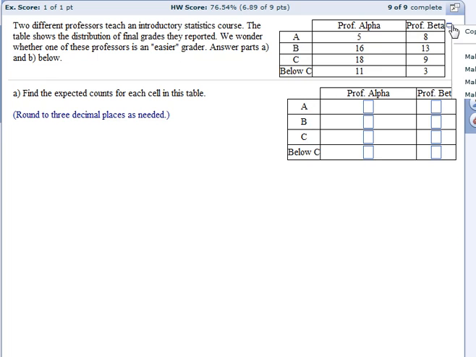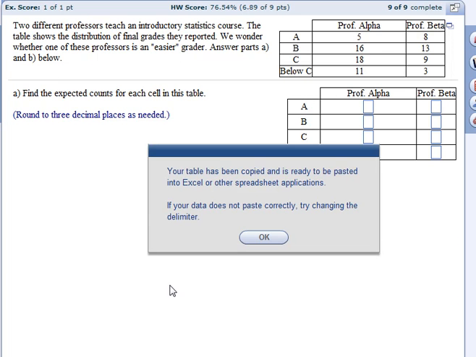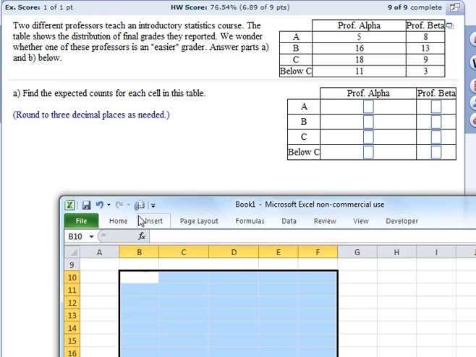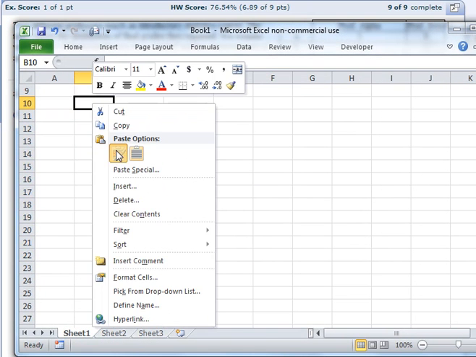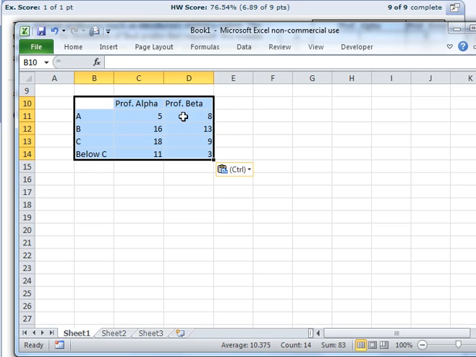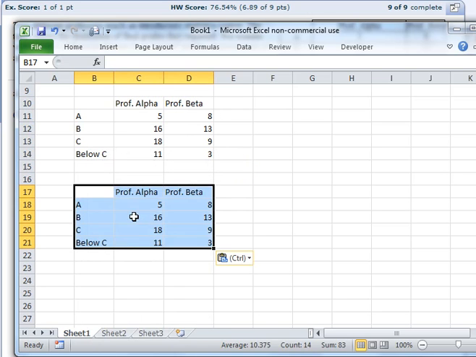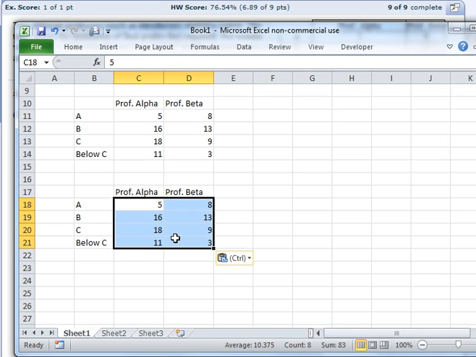So I'm going to copy the table into Excel and then create the expected counts cell as well. Okay, so there's Professor Alpha and Professor Beta. So I want to create another one, so I'm just going to paste it again. But this one I want to be of the expected value, so I'm going to take those numbers out.